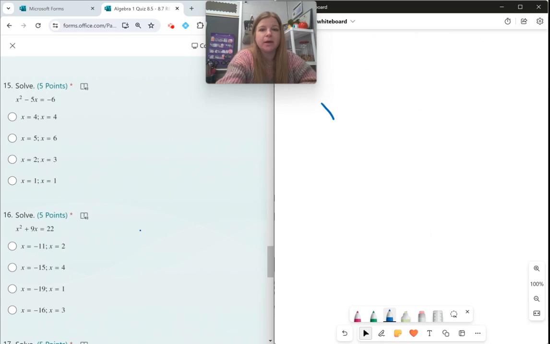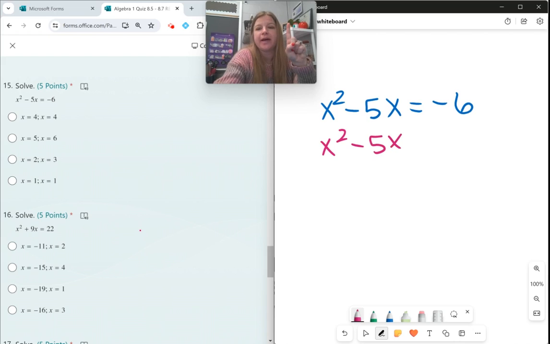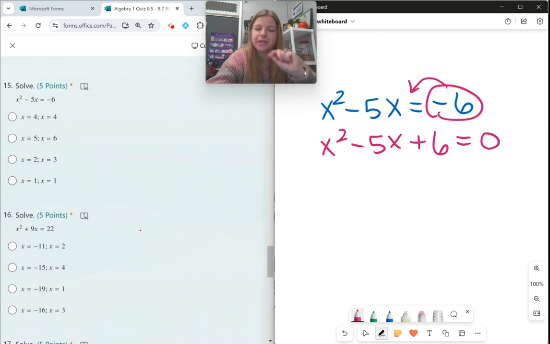Number 15. So x squared minus 5x equals -6. Step 1, set the equation equal to 0. Okay, so x squared minus 5x. If I send -6 to the other side, it would become positive 6 equals 0. Now, this could be a tricky trinomial.